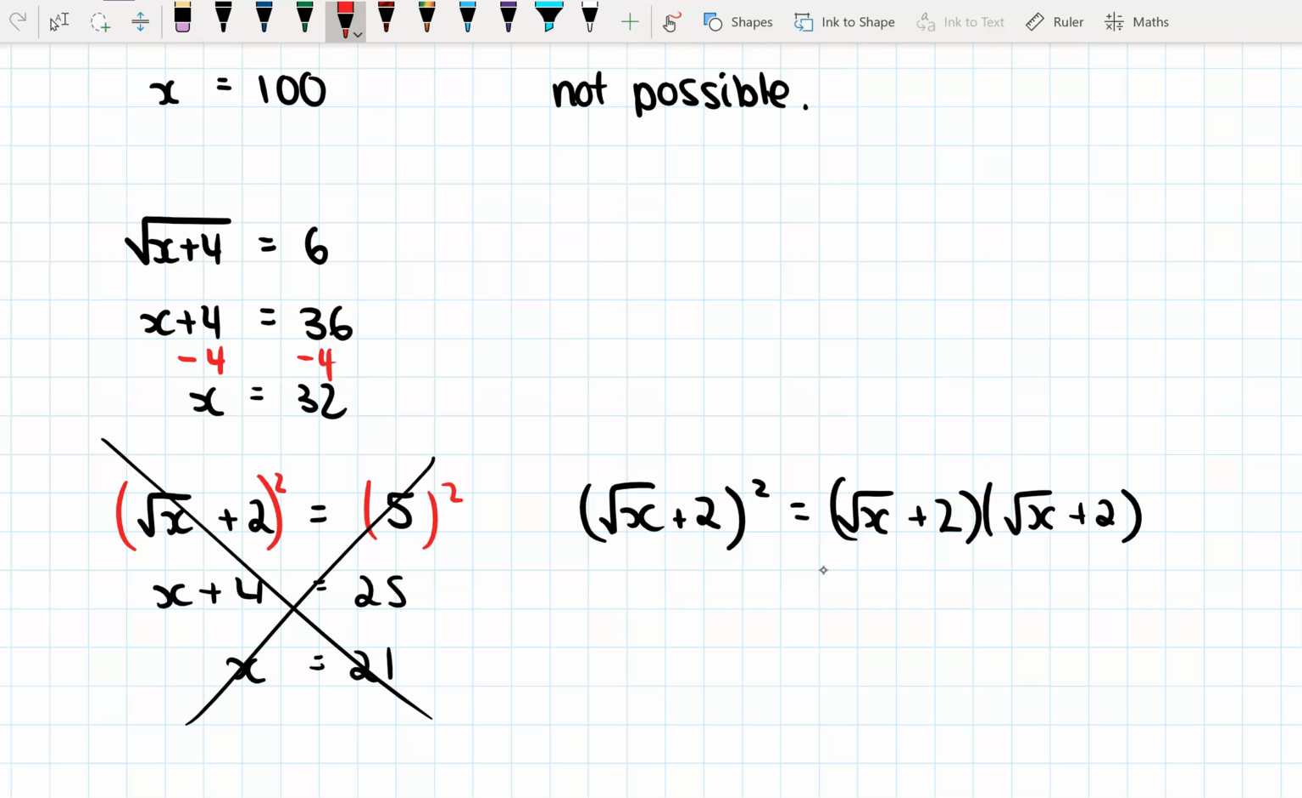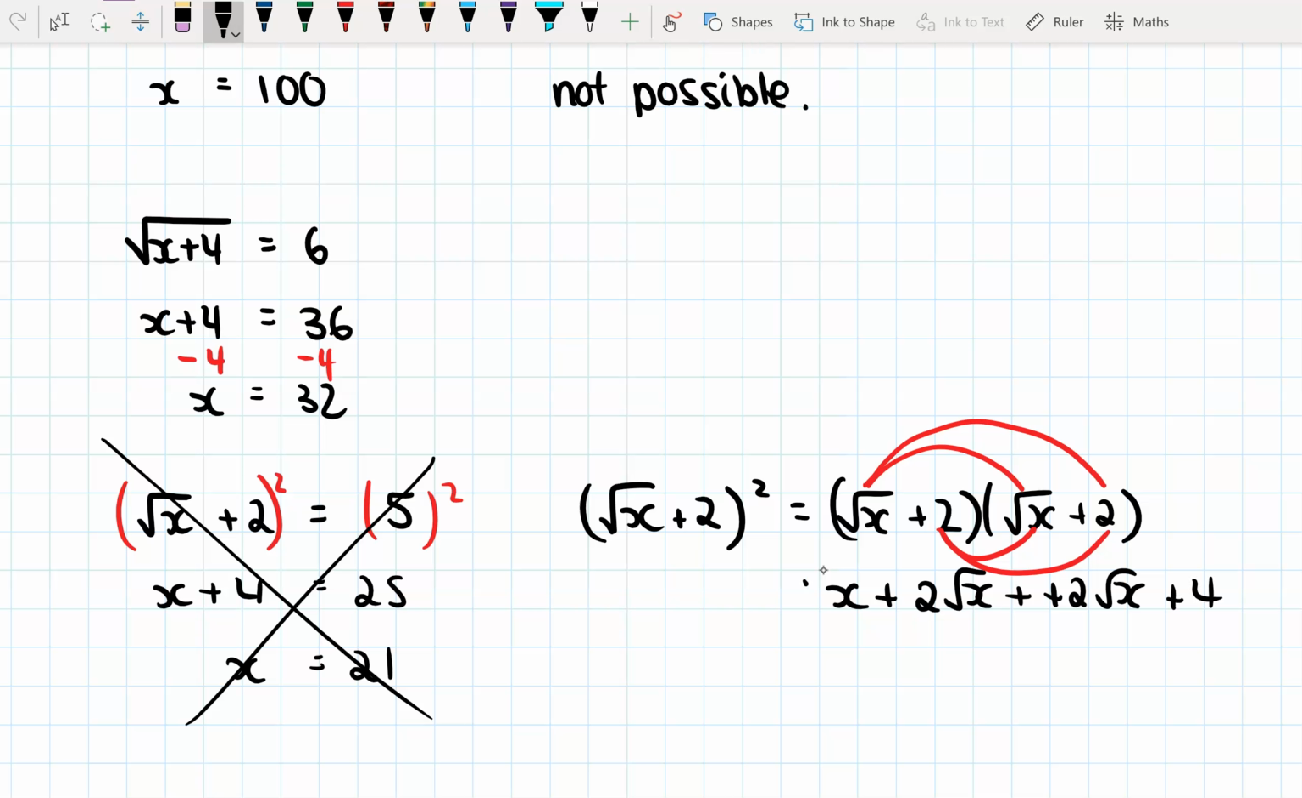Now when we do this, we do multiplying the first term by each of the terms. So root x times root x, FOIL, root x times root x is x, plus root x times 2 is 2 root x, plus 2 times root x, so plus 2 root x, plus 2 times 2, so plus 4. So what we're actually getting here is x plus 4 root x plus 4. And that is not what we wrote here, is it? That is not what we wrote here.